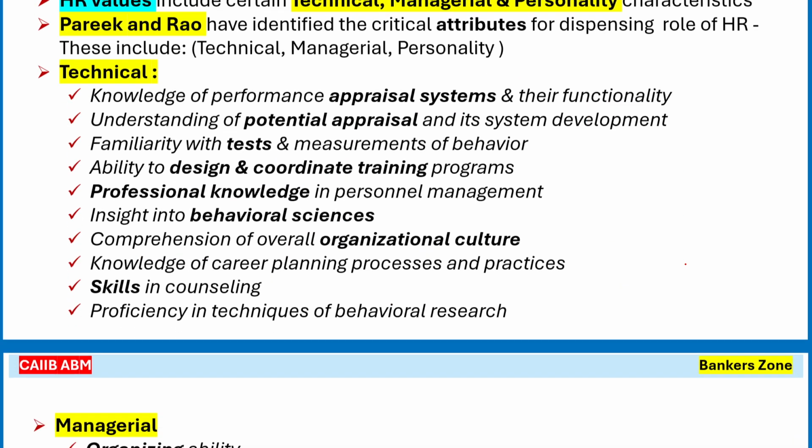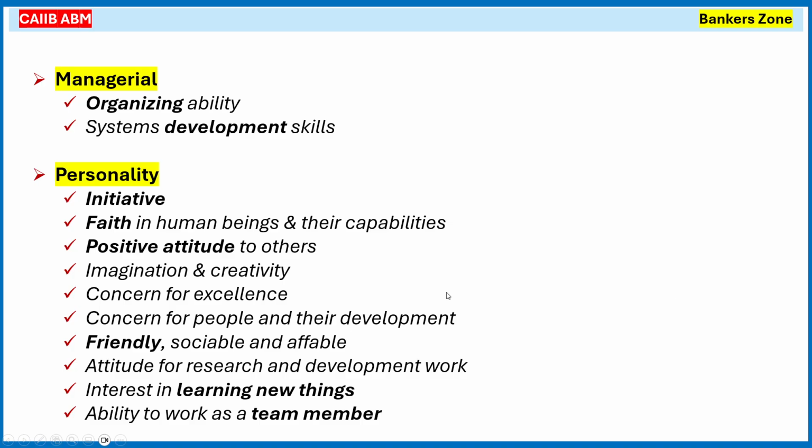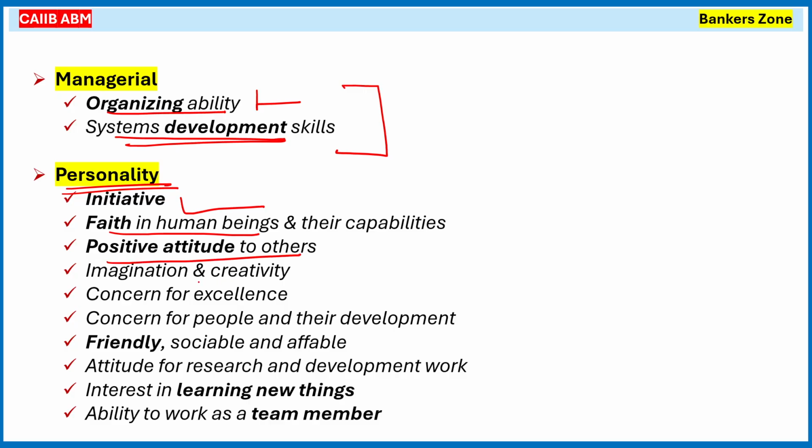Now with respect to the managerial, what characteristics should the HR have? Organizing ability. Obviously HR should have organizing ability. HR should have system and development skill with respect to the managerial. What about the personality? HR should have a trait of initiative, meaning he should take the initiative. He should have faith in human beings. He should have a positive attitude. He should have good imagination and creativity. Concern for excellence, concern for people, friendly, socially applicable, right? Attitude for research, interest in learning new things. These are the personal traits he should have.